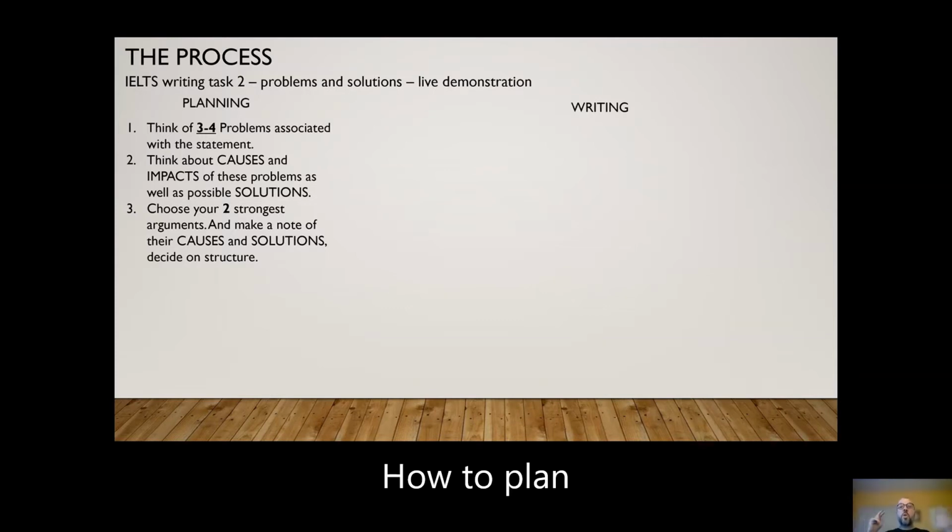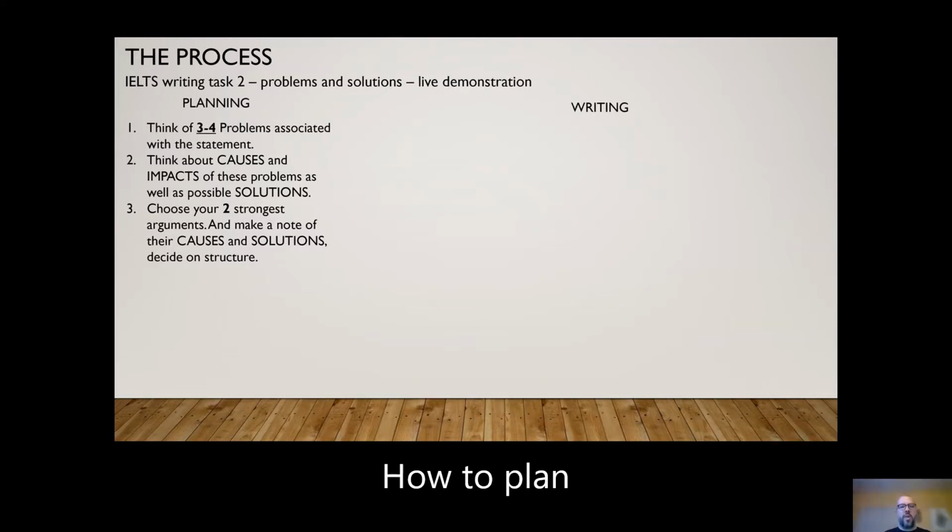So once you've got your 3 or 4 problems and you've thought of solutions to these problems, as well as the causes and impacts, and whether these solutions address the cause of the problem or the impact of the problem, you want to eliminate 1 or 2 of them so that you only have your 2 strongest arguments left. You're going to get rid of the weakest of your arguments and just go with the ones that you can say most about, the ones that you can argue most confidently.